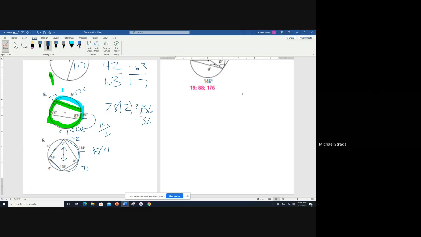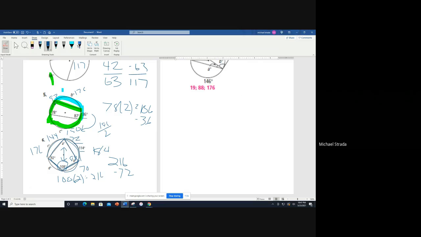Basically, B would be 88 because opposite angles are going to be supplementary. And then from there to there has to be 176. All right. From here to here has to be 108 times 2. 108 times 2 is 216. Well, part of it's 72. So once again, I subtract 216 minus 72. That's why C is 144.